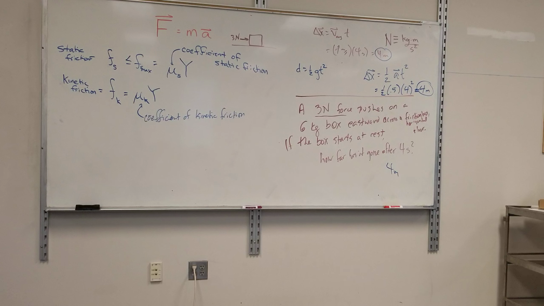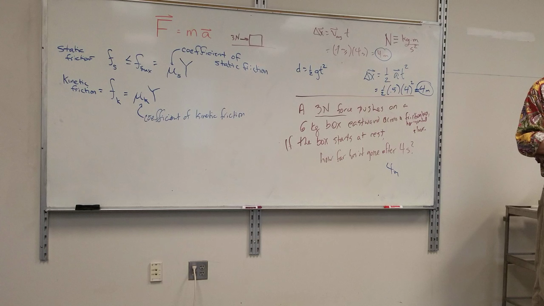If you were looking up the coefficients, so you type coefficient of friction into some search engine, most likely it's going to give a table back and it'll give you two objects, and then it'll tell you the coefficient of static friction and the coefficient of kinetic friction. It'll tell you both pieces of information.